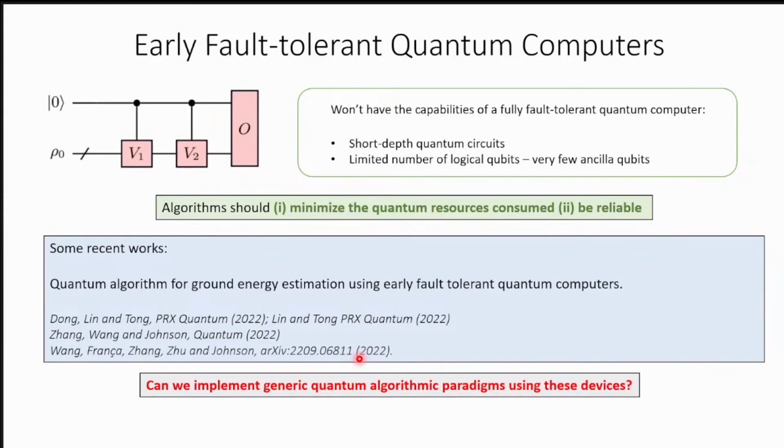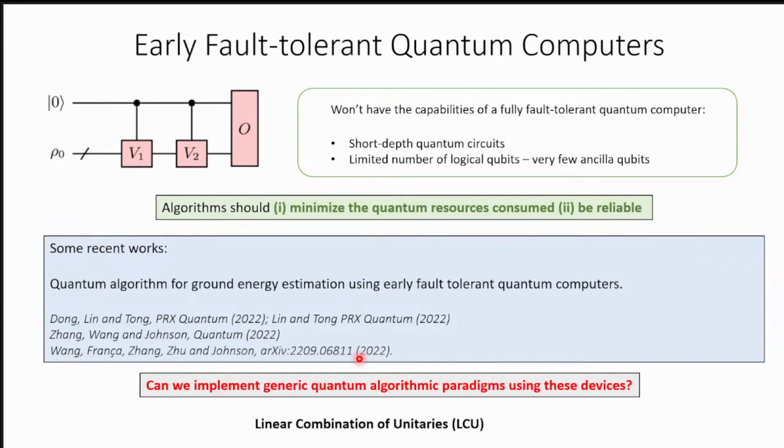So if you can implement that particular technique using these early fault-tolerant quantum computers, you will open the door to develop several quantum algorithms in this paradigm, using these devices. So this is what we explore. We ask whether we could implement any such generic quantum algorithmic paradigms using these early fault-tolerant quantum computers.